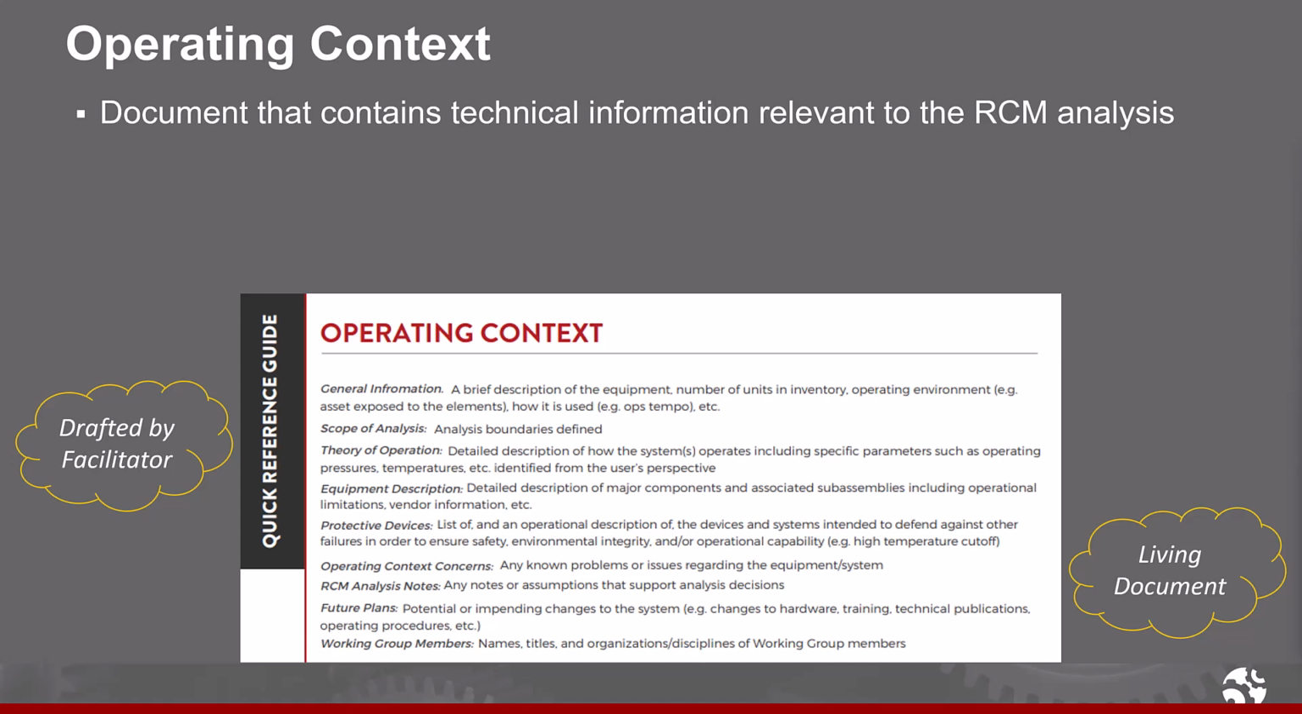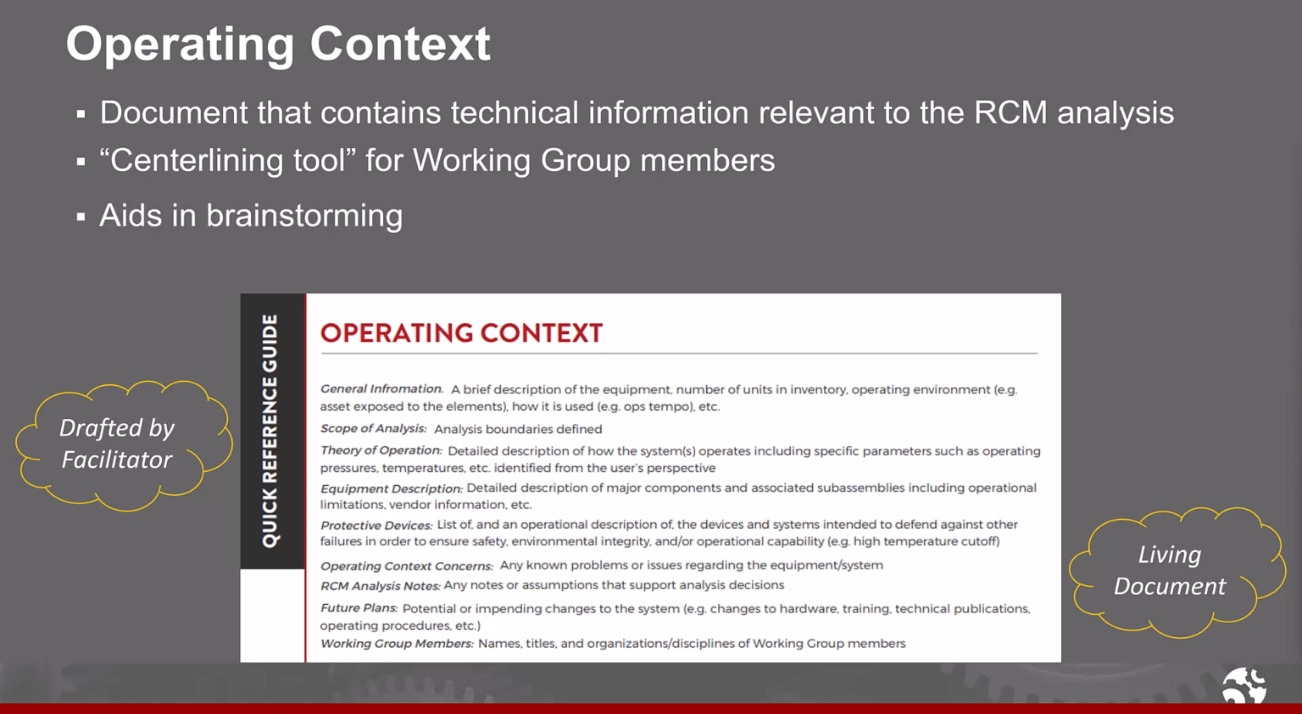The operating context is important for several reasons, but one is that it acts as a center-lining tool for working group members. It gets everyone on the same page, it aids in brainstorming, and it's a source of information for validation team members. The sections of the operating context include general information, scope of analysis, theory of operation, equipment description, protective devices, operating context concerns, RCM analysis notes, future plans, and working group members.